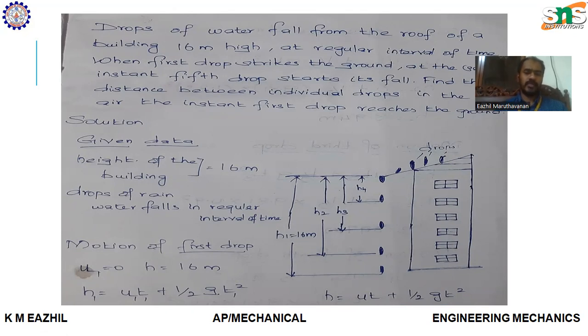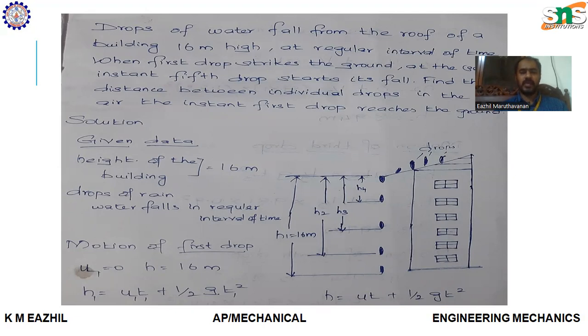Before getting into the problem, we must have a clear understanding of the problem statement. It is given that the building is of a height of 16 meters. Water droplets are falling from the top of the building. When the first drop starts its fall, it takes a certain time to reach the ground. Let us consider it as T1. So to reach the 16-meter height, that is, the height of the building, to reach the ground, it takes time T.